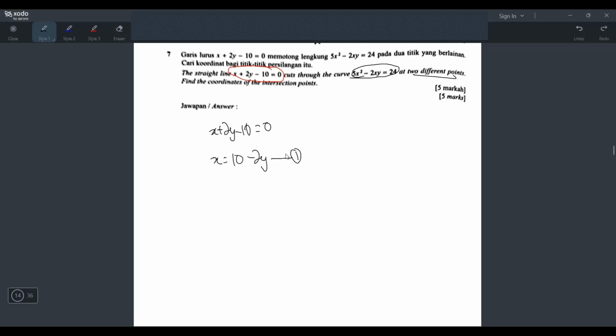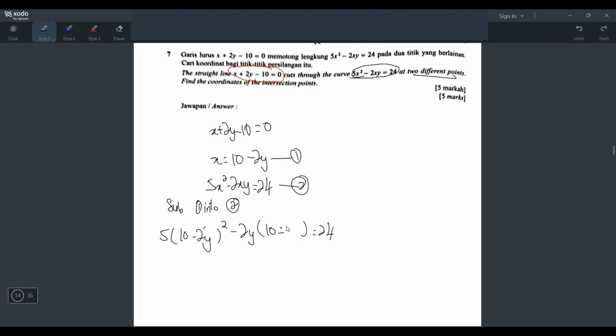All right, so now I will substitute this equation into the other equation, which is 5x squared minus 2xy equals 24. This is equation 2. So you will write sub 1 into 2. So let's look at equation 2, 5x squared, and then instead of writing x, you have to write a bracket, and then minus 2 times x times y is the same as 2 times y times x. So please don't ask me, why do you write 2y as 2xy. 2xy and 2yx is the same thing. And then the x here and the x here, you substitute with 10 minus 2y, 10 minus 2y.